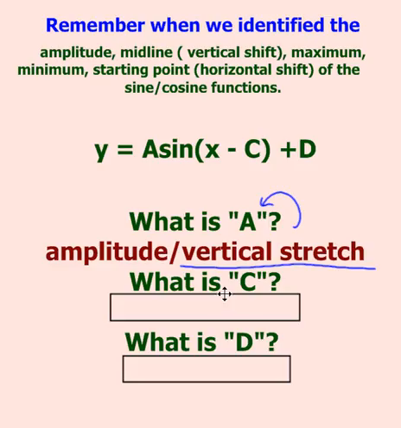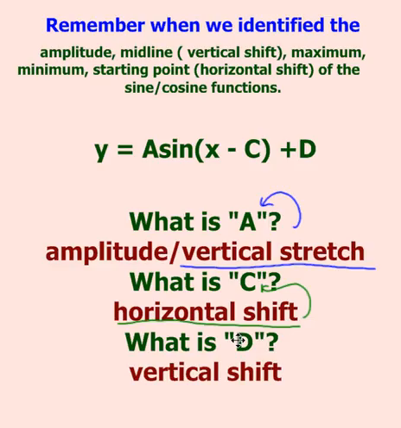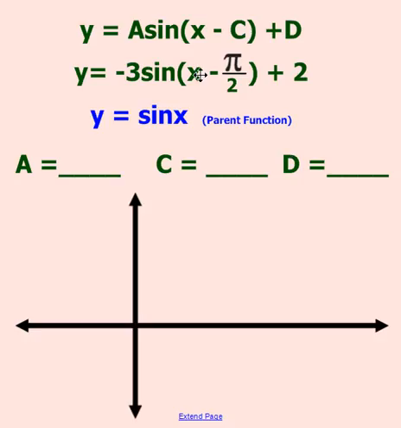Same thing happens with the c value. We used to call that a phase shift with sine and cosine. We're now going to call that a horizontal shift, moving from left to right. And our d value was our vertical shift. We're only going to call it midline when it's sine or cosine. So now we're going to generalize all of these things, a vertical stretch, a horizontal shift, and a vertical shift, to some more general functions.